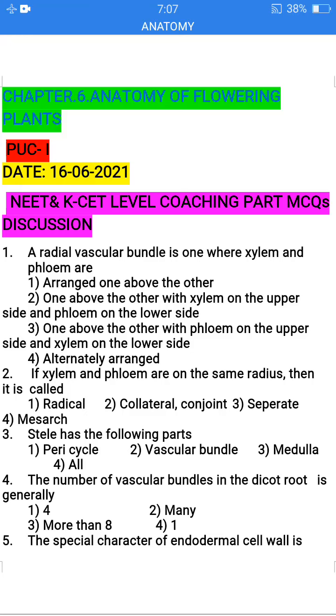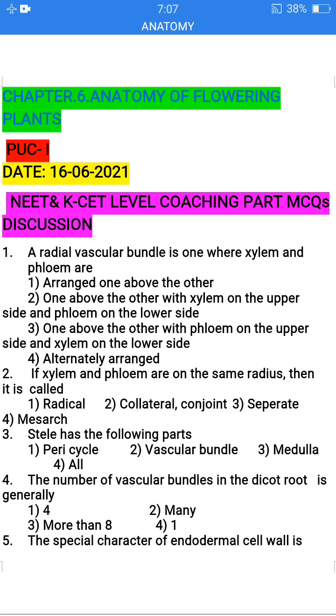Good morning, students. In this class we are going to discuss chapter 6, anatomy of flowering plants, and we are going to discuss in detail NEET and KCET level coaching part MCQs in this video. Let us begin today's session.